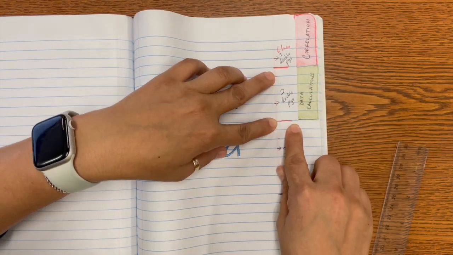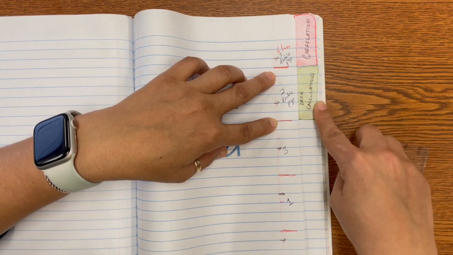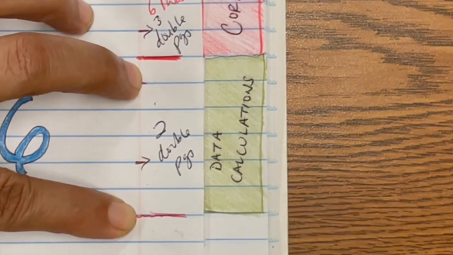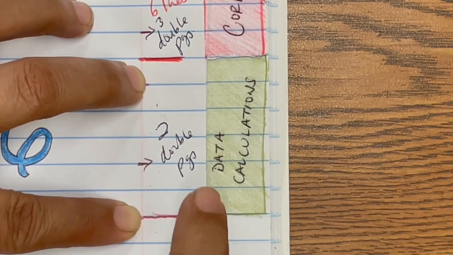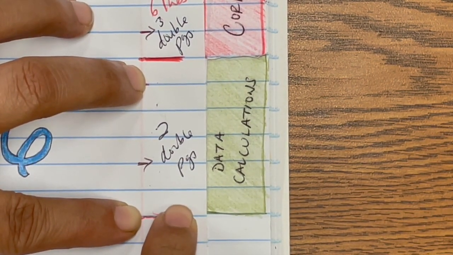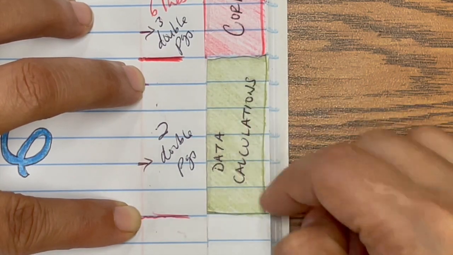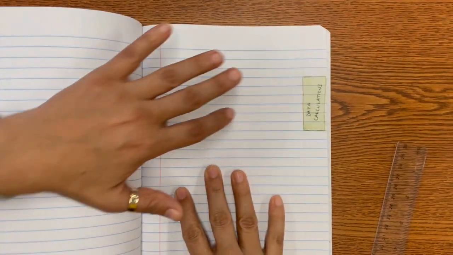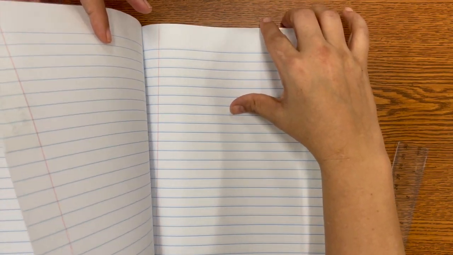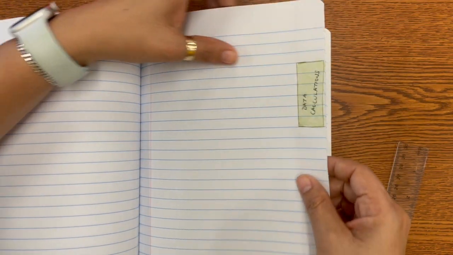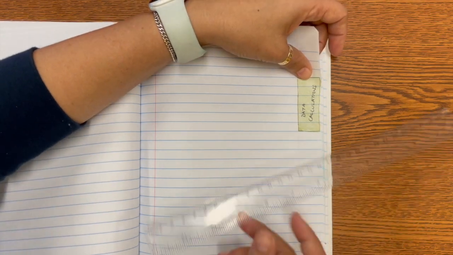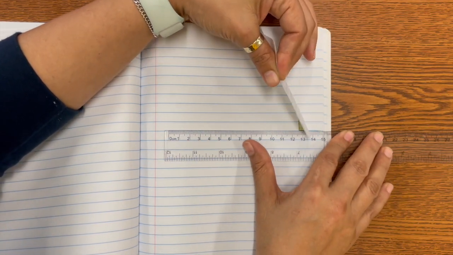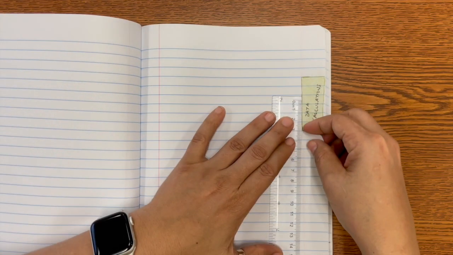Your next page is going to be called data calculations. And that's going to be 2 double pages. So you're going to count 2 double pages and cut them together. Okay, so mark it right here, write data calculations, then go to that tab. And now you're going to count 2 double pages. So 1 double page, 2 double pages. You're going to hold both of those together, right? And now that you've marked it out and written it down, you're going to cut to the margin and you're going to cut down.